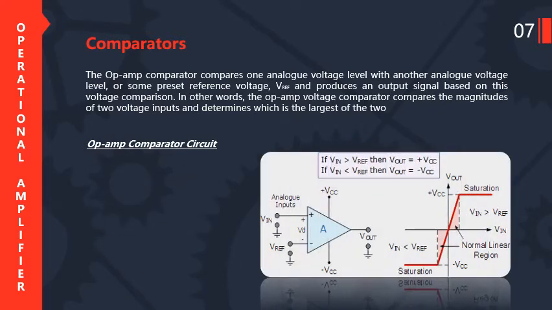Now next is the operational amplifier comparator circuit. So this is the circuit diagram for the comparator. If Vn is greater than V reference, means input voltage जो हमारा reference voltage से ज़्यादा है, then the output voltage is equal to plus Vcc. If input voltage Vn is less than V reference, then the output voltage is equal to minus Vcc.